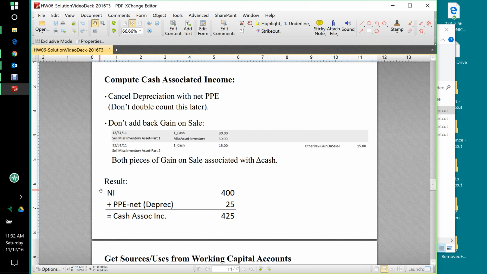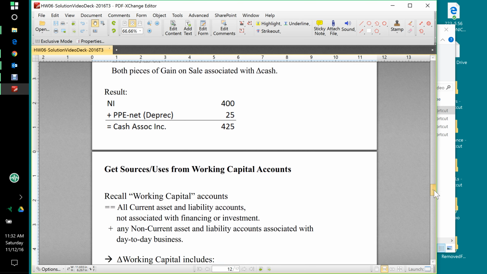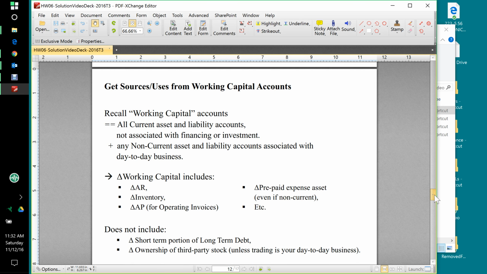So here it is. We go from net income, make the adjustment to back out the effect of the depreciation charge by algebraically moving our change in PPE net due to that depreciation charge over here. And our cash associated income is 425. And now we're going to go ahead and get our sources and uses from the working capital accounts. And when we do that, that's going to lead us to cash flow from operations.